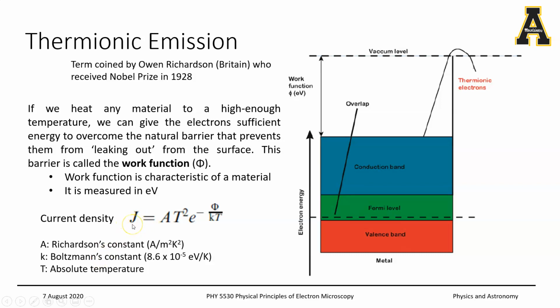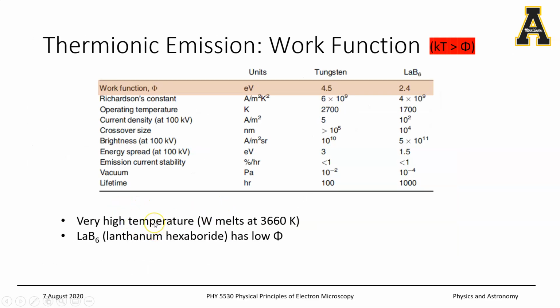You have the current density J, which is equal to a constant called the Richardson constant. I don't want to get into the details of what makes up this constant, but let's say that it is characteristic of a material, of any given metal or any given semiconductor. It is proportional to the square of the temperature, so the higher the temperature, the higher the current density. And then there's also an exponential term, which is the negative of the work function over the Boltzmann constant times temperature, which means you need to increase the temperature of the surface of the metal so that this term becomes more than 1. Only then will you start seeing some value in the current density.